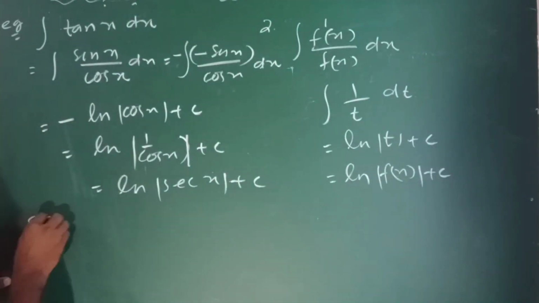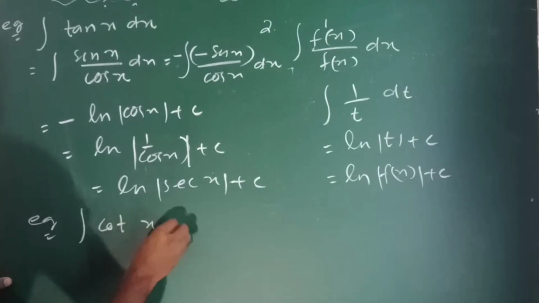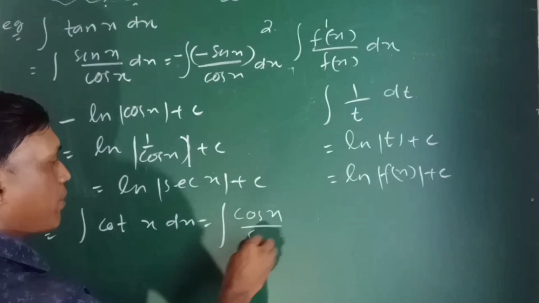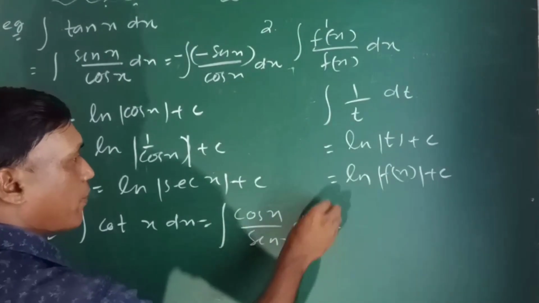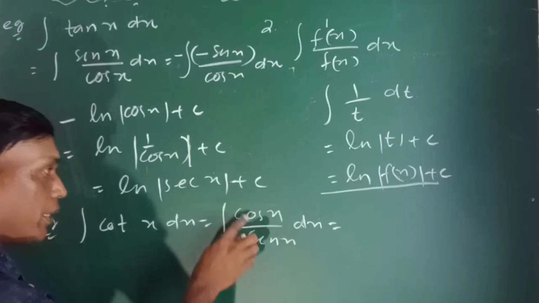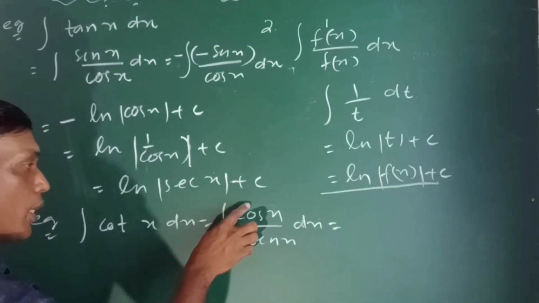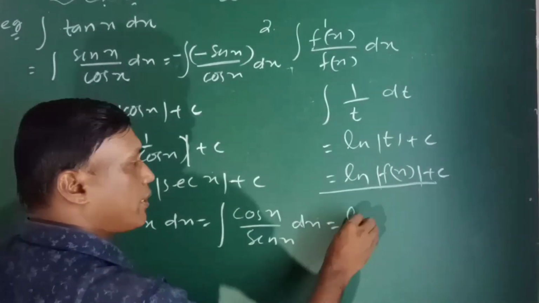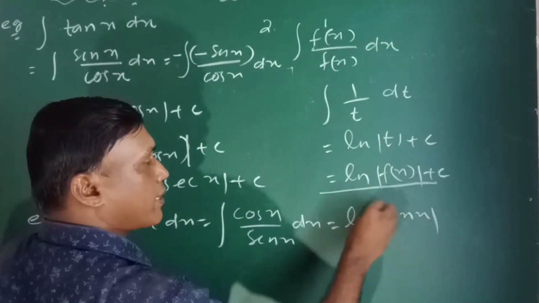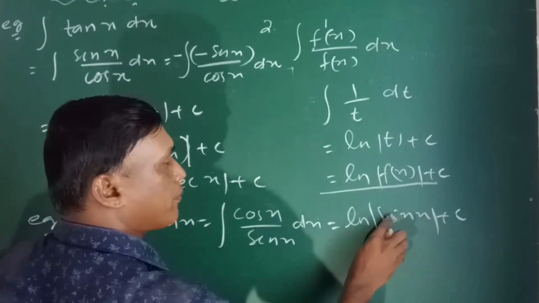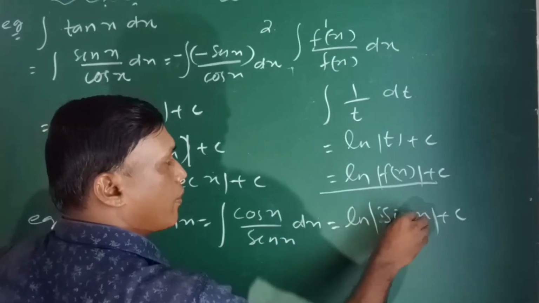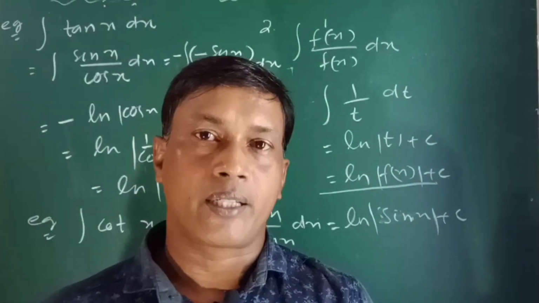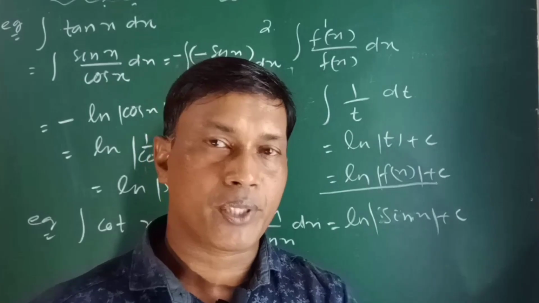Another one is the integration of cot x, which can be written as cos x by sin x. Look here, if sin x is a function, then its derivative is cos x. So this is in the form of derivative by function, and the integration of a derivative by function is a log function. That means this is log sin x plus c. So the integration of tan x is ln sec x, and the integration of cot x is ln sin x plus c.